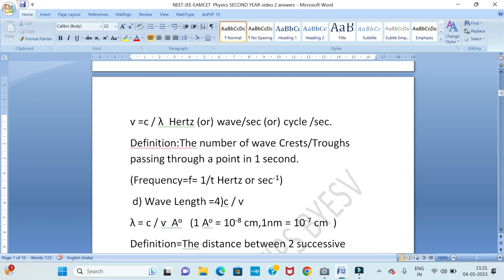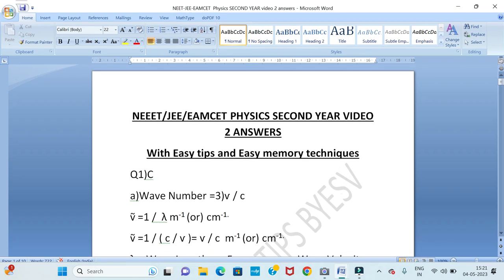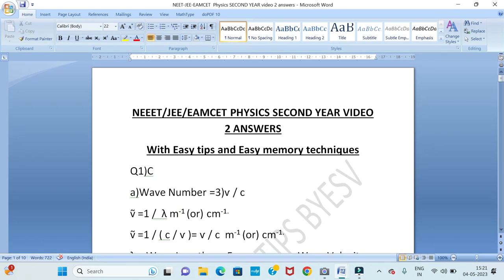The reciprocal of wavelength is equal to wave number. C by V, reciprocal means reverse, V by C. So reciprocal is V by C. That is the answer. The units are per meter or per centimeter. 1 by wavelength is cinema or movie, so C by V. Reverse, V by C. So the answer is V by C. Like that you can remember.